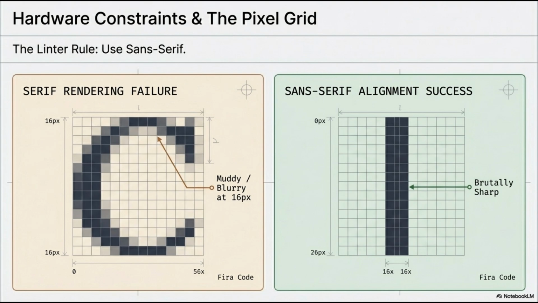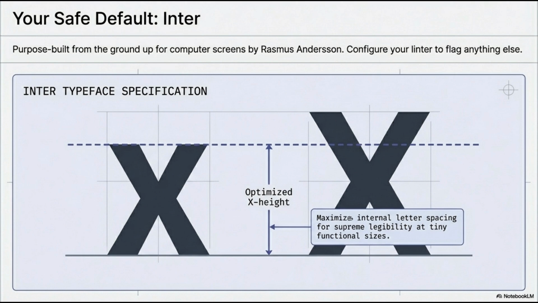And the source material highlights one specific open-source sans-serif font called Inter. They call it the modern industry standard. Yeah, Inter is incredible. It was purpose-built from the ground up for computer screens. The designer, Rasmus Andersson, obsessively engineered the x-height. Wait, x-height? Oh, that's the height of the lowercase letters compared to the uppercase letters. Ah, got it. He optimized it to maximize legibility at tiny sizes. So if you're an engineer who doesn't want to spend 3 hours browsing font foundries, you don't need to overthink this. Inter is your safe, highly optimized default.